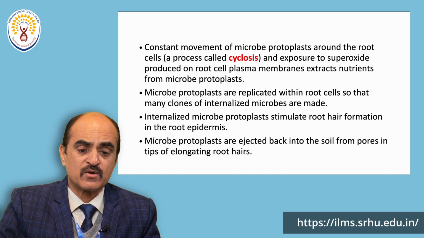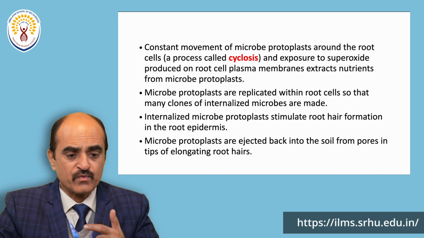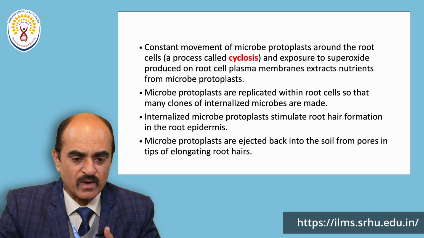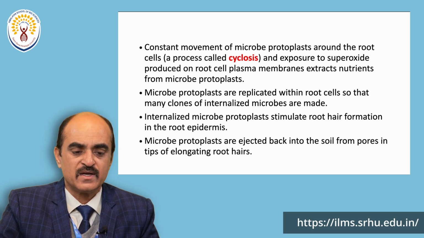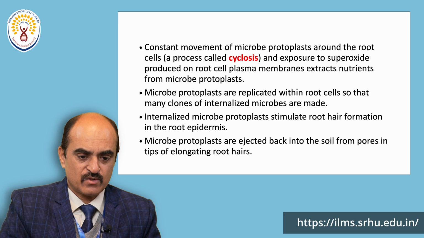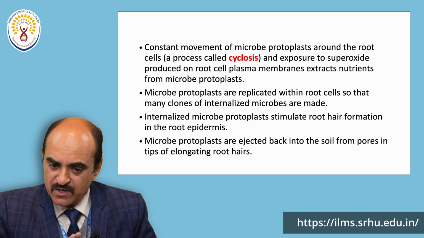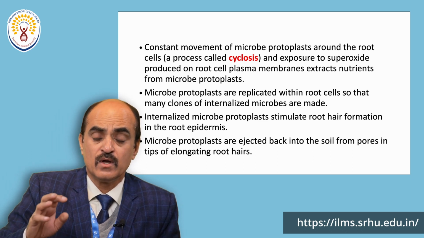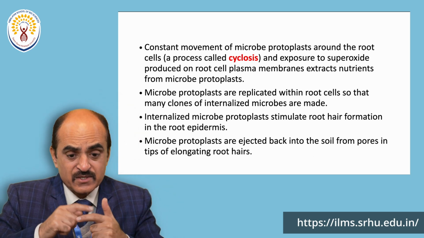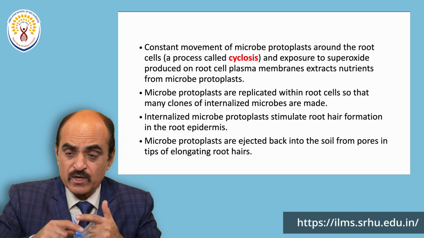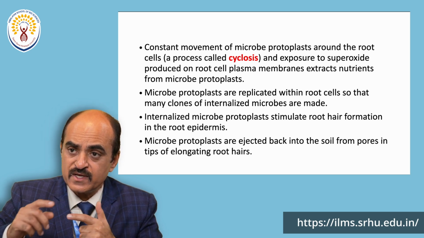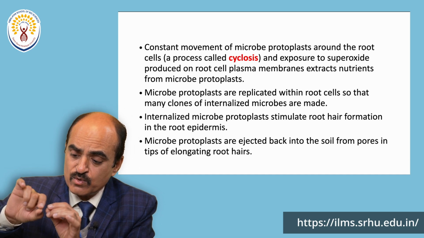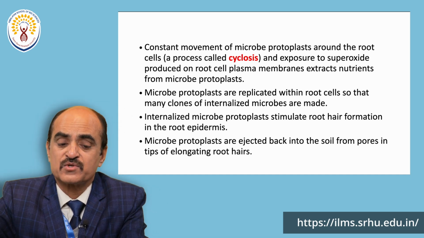Microbe protoplasts are replicated within the root cells so that many clones of internalized microbes are made, and then the internalized protoplasts stimulate root hair formation in the root epidermis. The protoplasts are then ejected back into the soil from the pores in the tip of elongated root hairs. So the microbe protoplasts stimulate the root hair formation. When the root hair forms, they enter into the root hair, and when the root is growing, they are ejected into the soil.